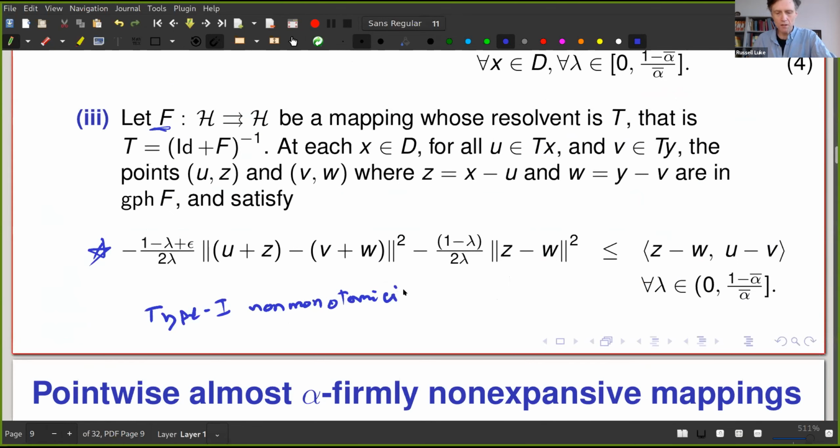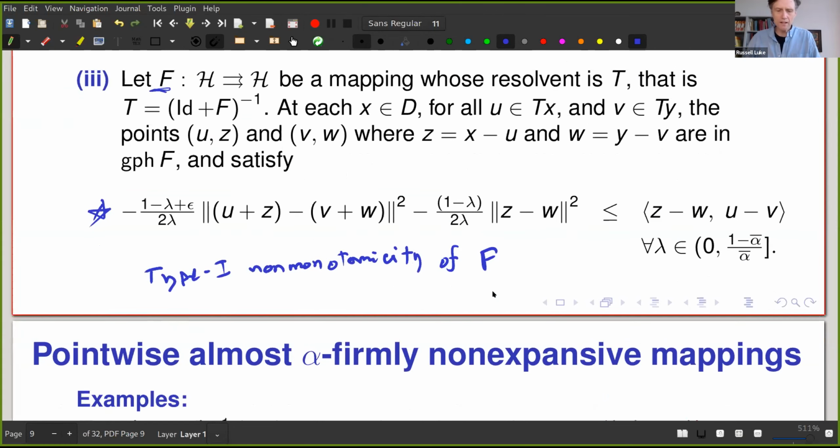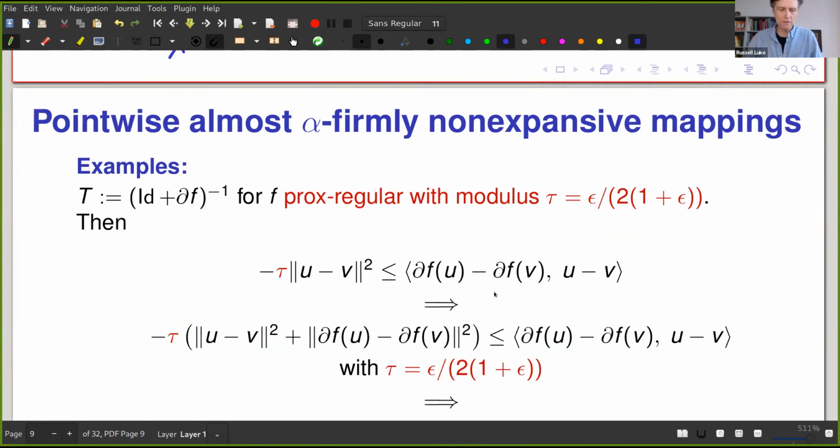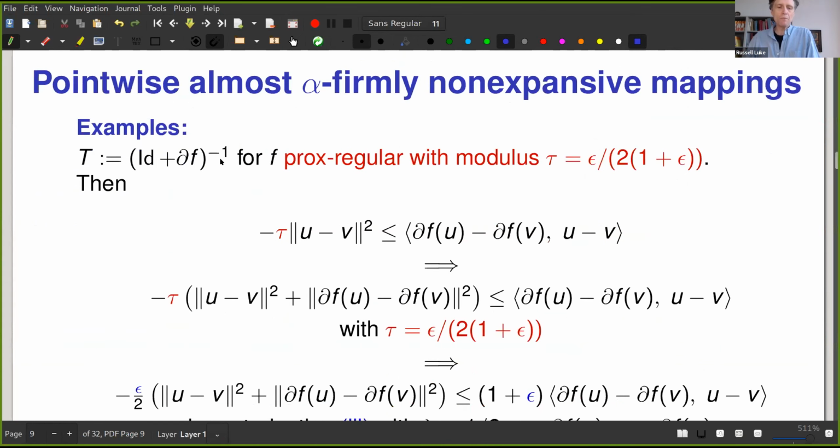Type one non-monotonicity of f. And so let's look at examples so we can get a feeling for this. Suppose T is a prox operator or a resolvent of a prox regular function. So f is prox regular with modulus tau.